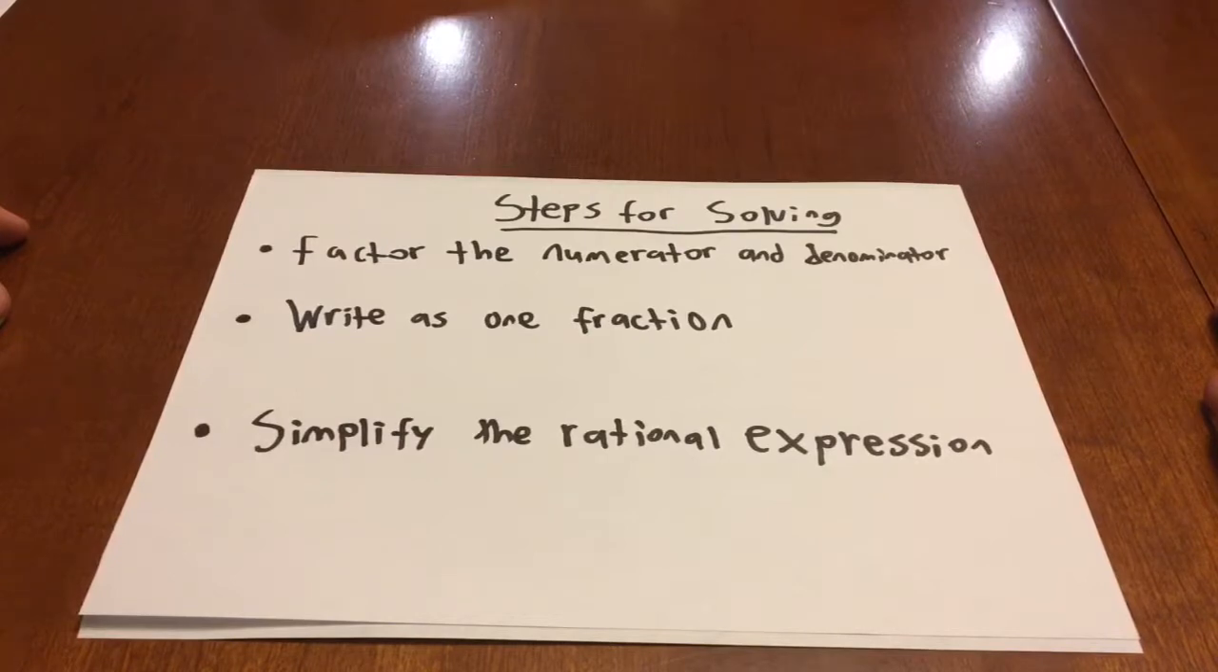Next, you want to write the factored form into one big fraction in order to simplify it. Next, you want to simplify the rational expression, and this may involve crossing out like terms and writing the fraction in the simplest form possible. So next, here are just some practice problems for multiplying and dividing rational functions.